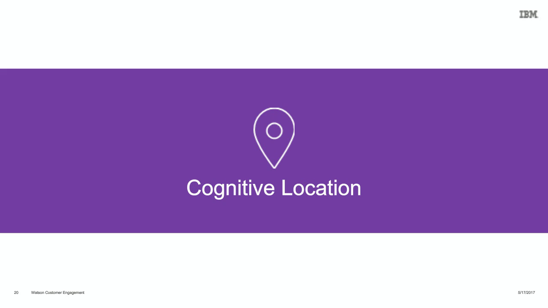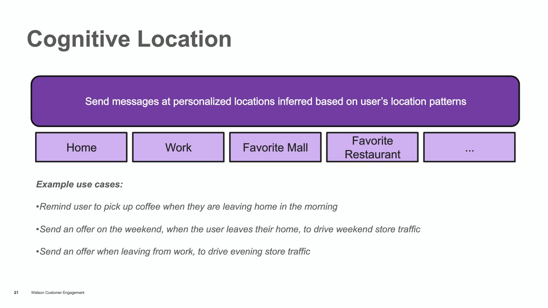Thanks, Michael. As you said, this is one of the key things that we are focused on, making sure all your messages are relevant and based on as much context as possible about the user. And location is a very important piece of context. Now, having said that, typically as a marketer, you only know the locations of your own physical spaces. So if you're a retailer, you know the addresses of your stores.